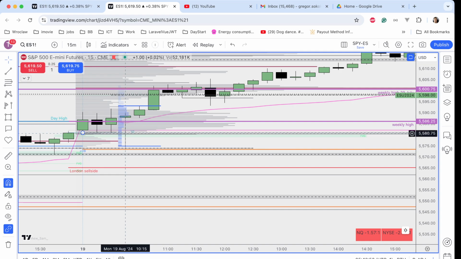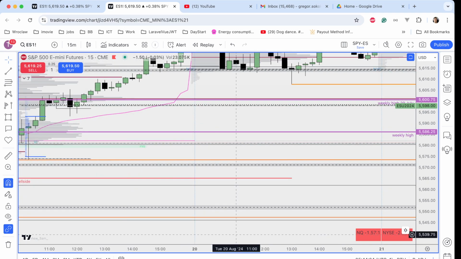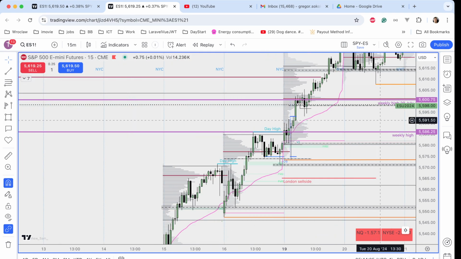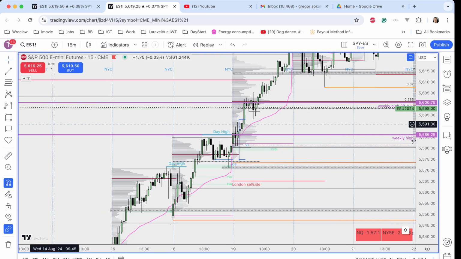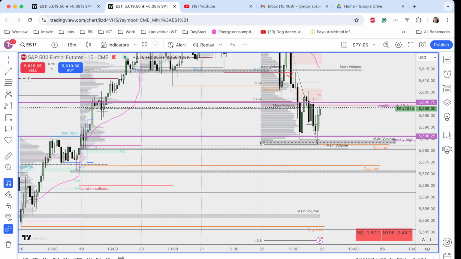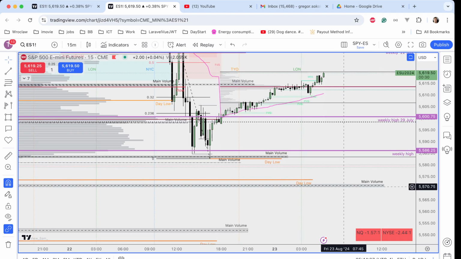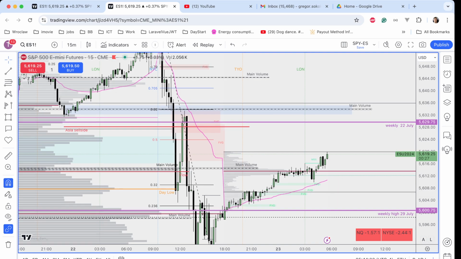Let's say 81, 82, which corresponds with where the market got in yesterday. 81, 82. Yeah, pretty much here. So it does look like we took the liquidity. I'm going to switch into electronic. And now look how the market behaves.